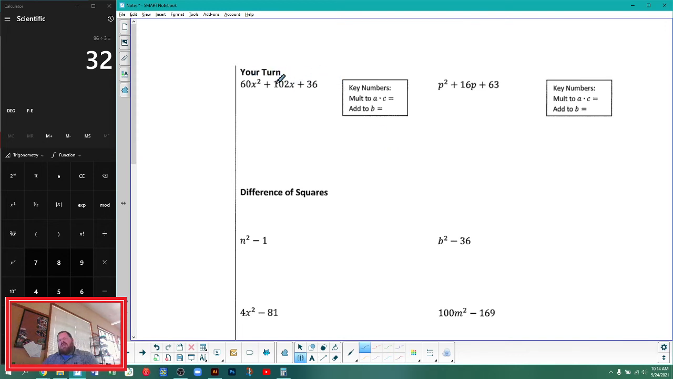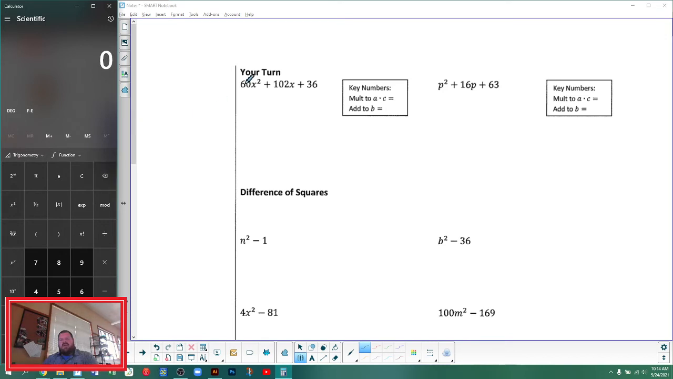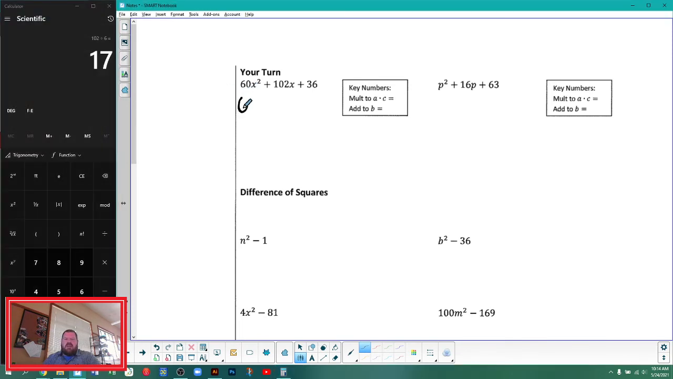Let's see, I know there's at least a common factor of 2 in this, and I'm going to say that there's probably a common factor of 6 in it. I know that 60 is a multiple of 6, and I know 36 is a multiple of 6. Let me check 102. Because if I can reduce this, it's only going to make my life easier. And it is. It's 17 times 6. So this is 10x squared plus 17x plus 6. That's going to make my life a lot easier taking out that common factor.